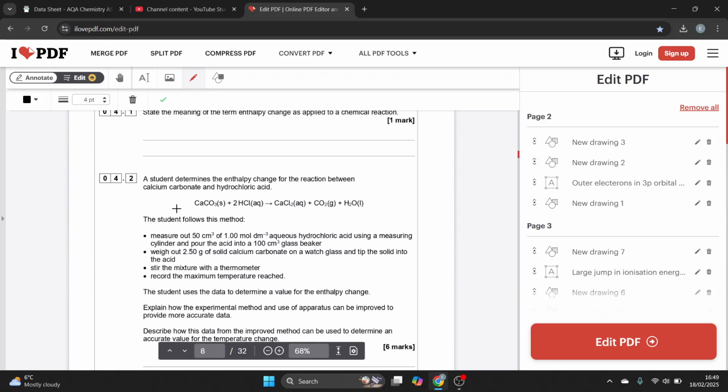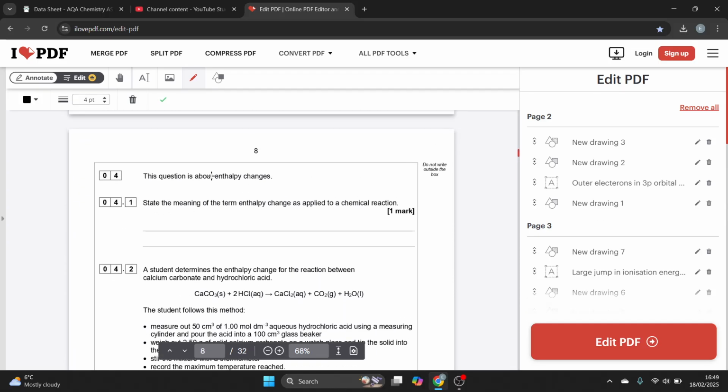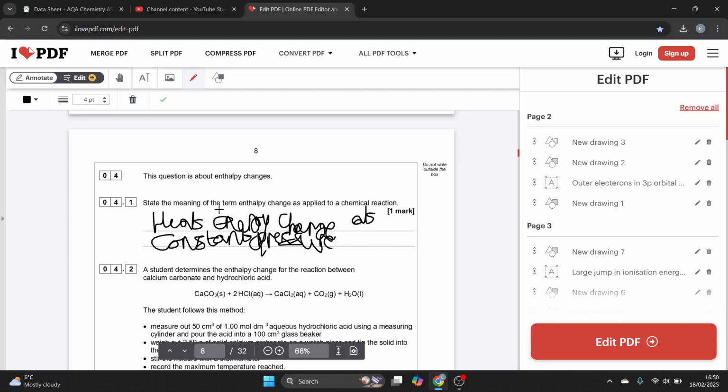State the meaning of the term enthalpy change as applied to a chemical reaction. It's the heat energy change at constant pressure. Again, another definition question, and these definition questions are very annoying if you don't memorize the definitions. So memorize them. Heat energy change at constant pressure.